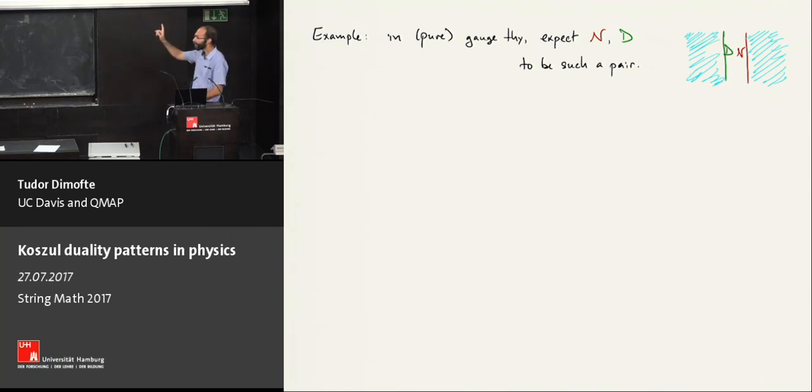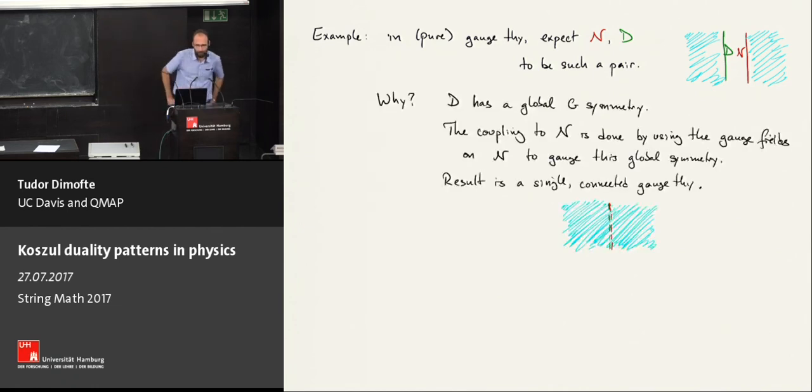So in gauge theory, this sort of property is usually enjoyed by the Neumann and Dirichlet boundary conditions that I mentioned before. And you can see fairly easily why that's the case. Dirichlet has a global G symmetry. Neumann can couple to global G symmetries. And so if you cut along Dirichlet and Neumann, you can glue them back together just by gauging the global symmetry on one side with the other side. And you fairly trivially end up with the original gauge theory on the entire space.